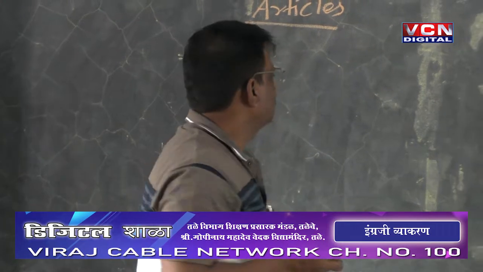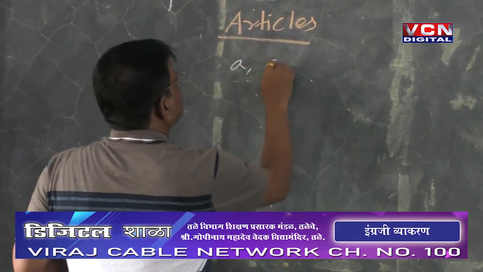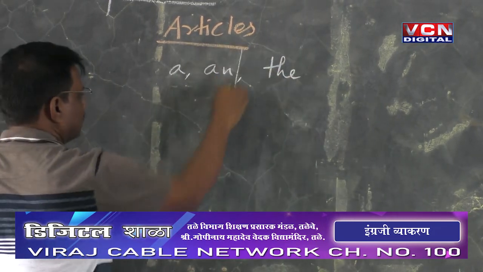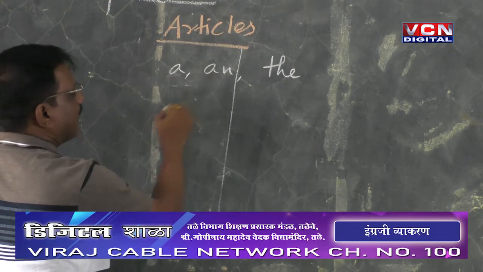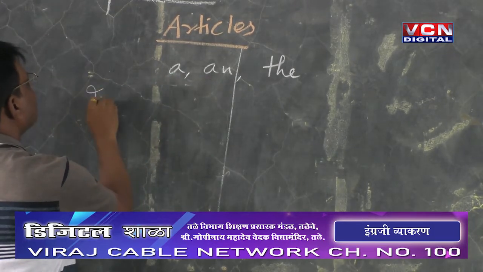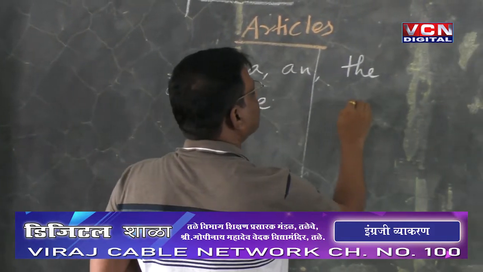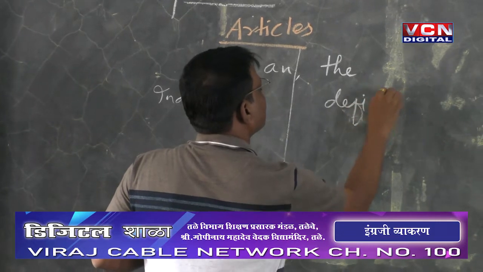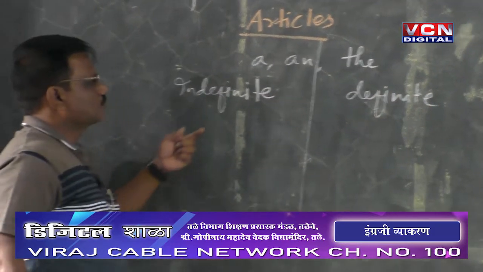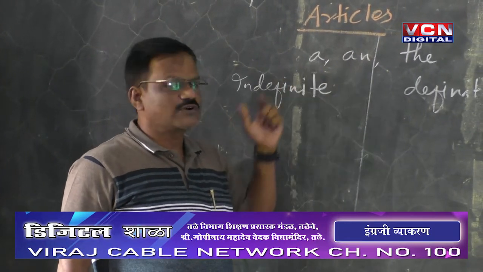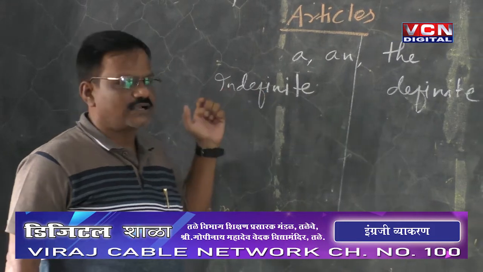English articles are sometimes used by students in a wrong way. As far as these articles are concerned, they are divided into two parts. A and an are called indefinite articles, and the is known as the definite article. Why these categories have been made, that we are going to learn today. First of all, let us see what indefinite articles are.